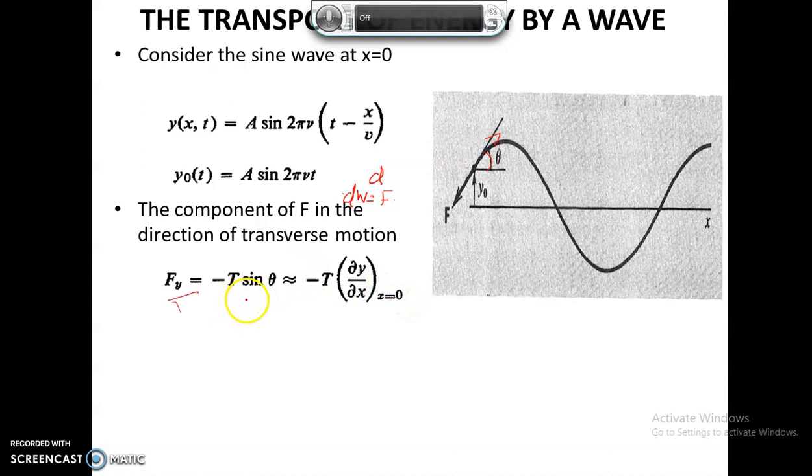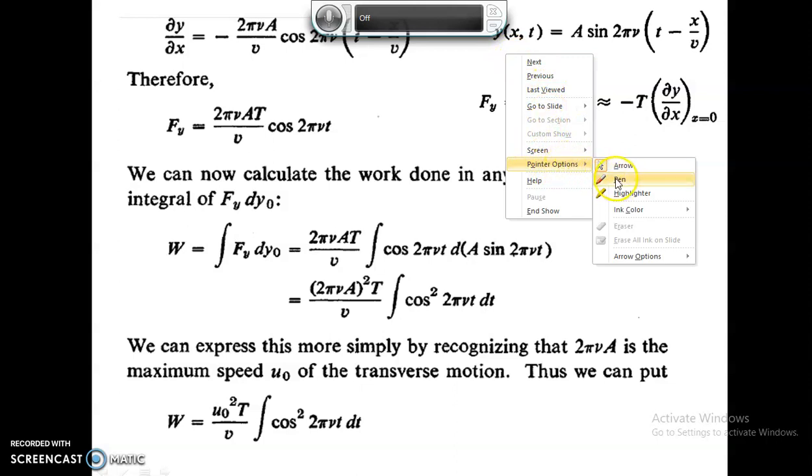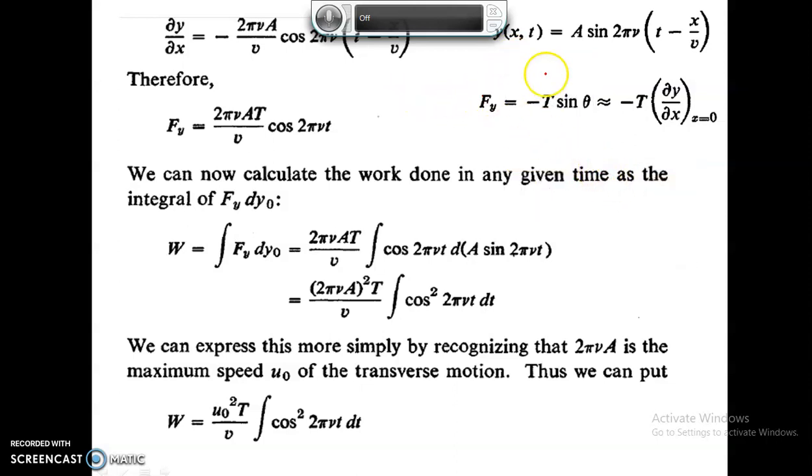So the transverse component of the force is minus T dy by dx at x equal to 0. We will now evaluate this dy by dx. Since we have y equal to a sin 2πν(t minus x by v), dy by dx will be equal to a into the derivative of this sine term, that is cos of 2πν(t minus x by v), into the derivative of minus x by v, that is minus 1 by v, into 2πν outside this bracket.